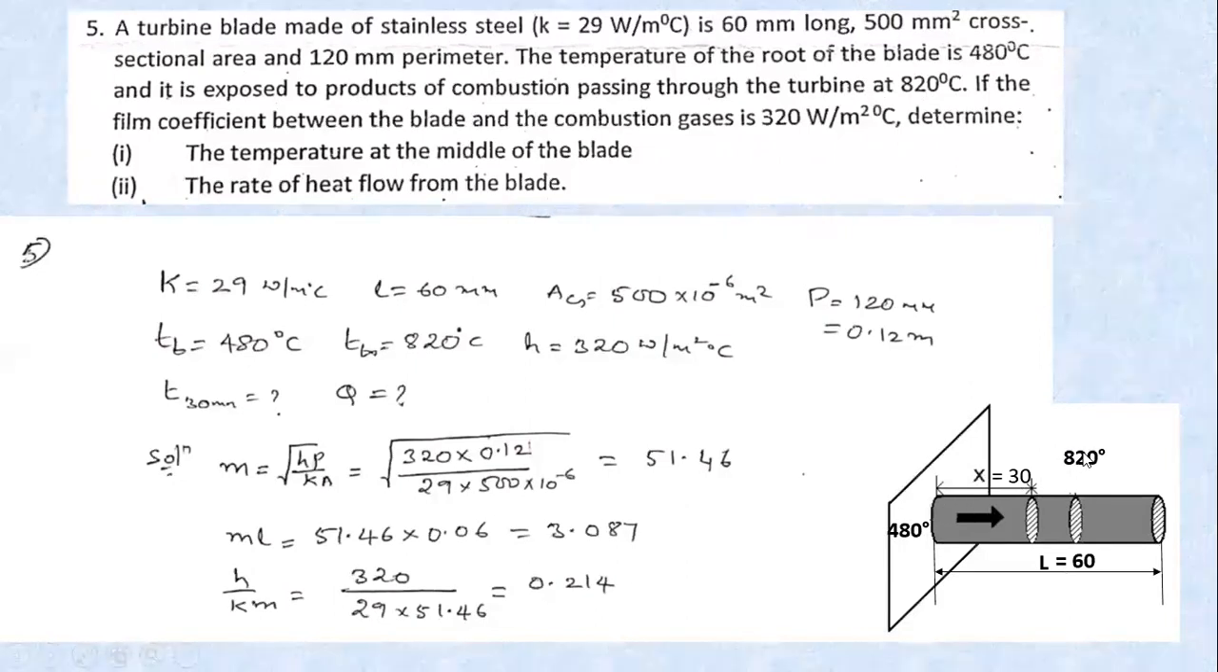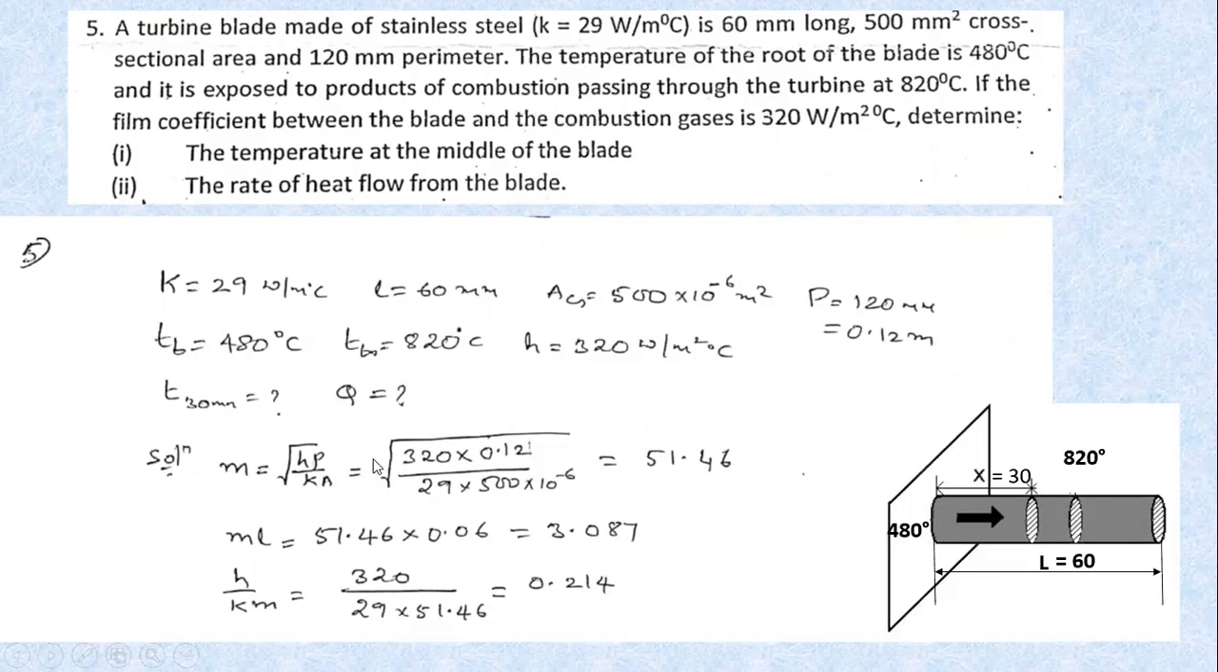One thing we need to make sure here is that the heat is not transferring from the fin to the atmosphere. Here the heat transfer is occurring from the atmosphere to the fin. Now, if the film coefficient between the blade and the combustion gases is 320 watt per meter square degree centigrade, that means h is 320, determine the temperature at the middle of the blade. That means what will be x? x will be equal to L by 2.